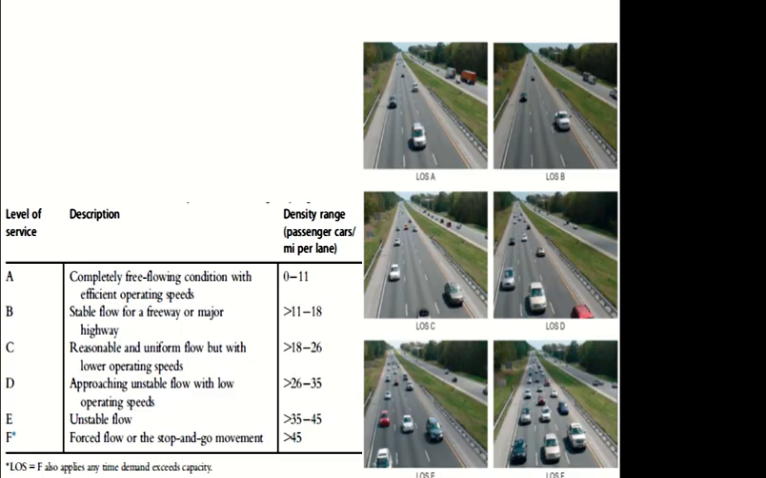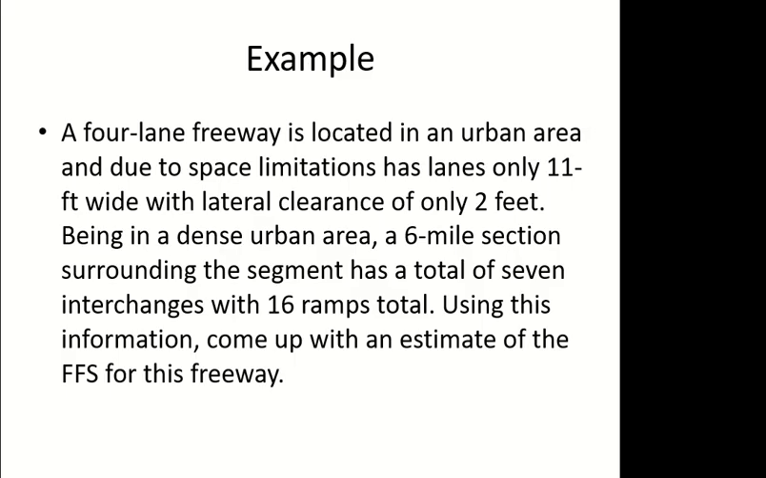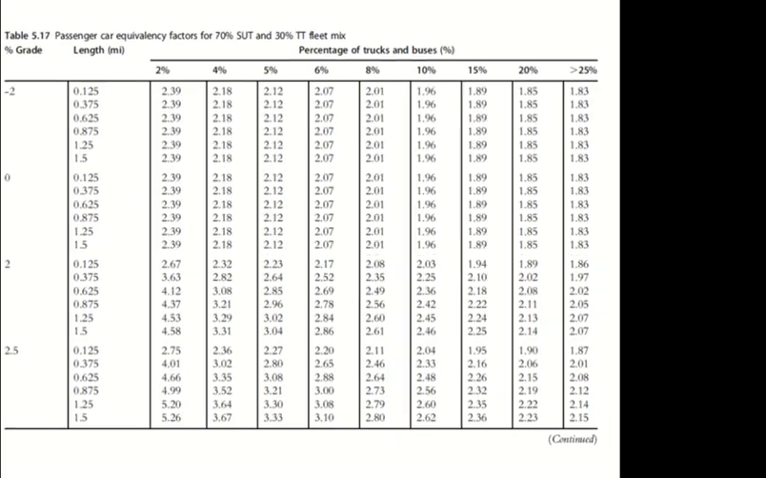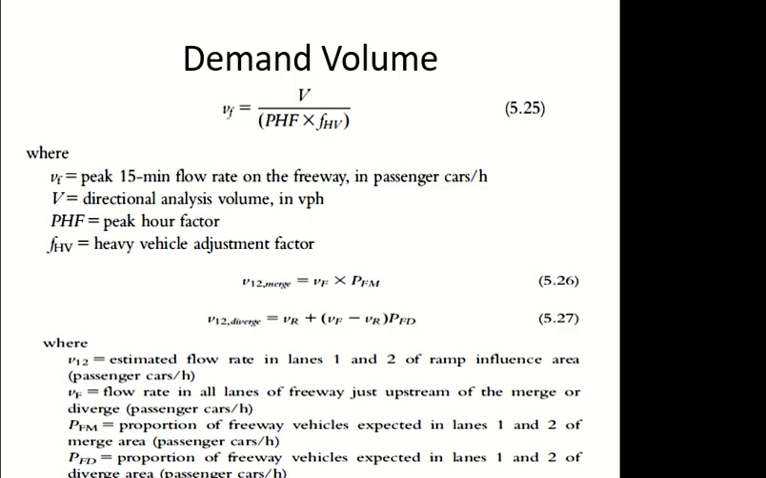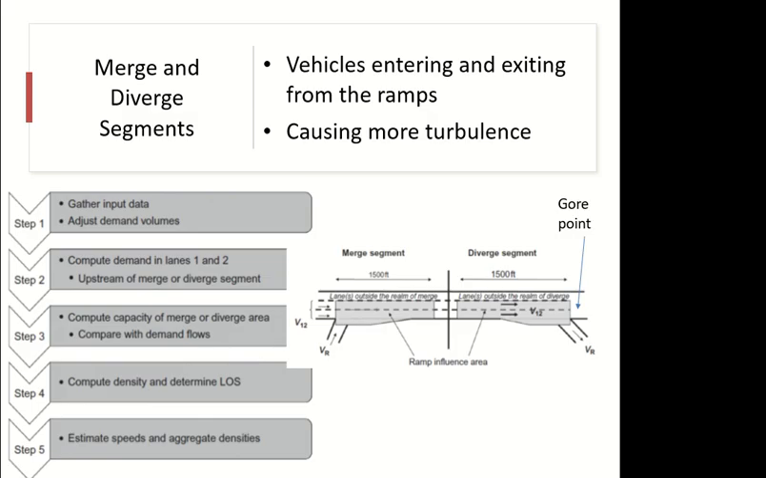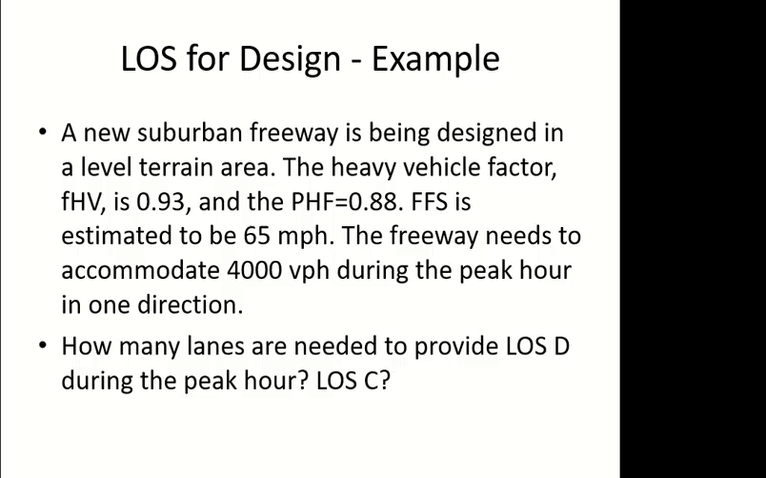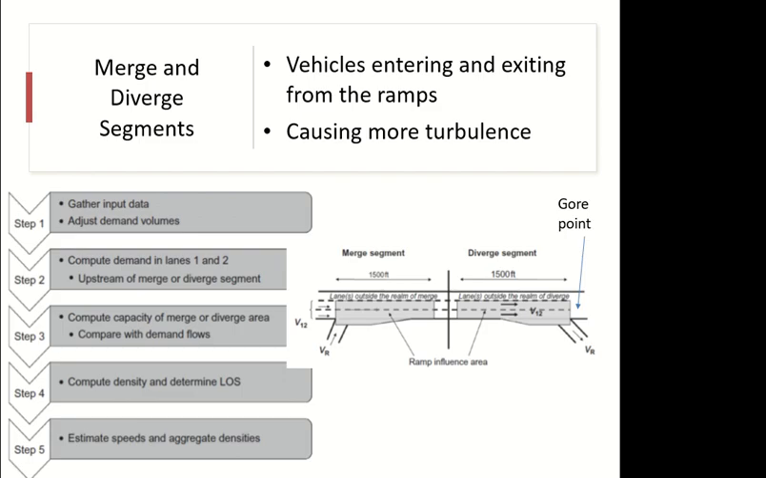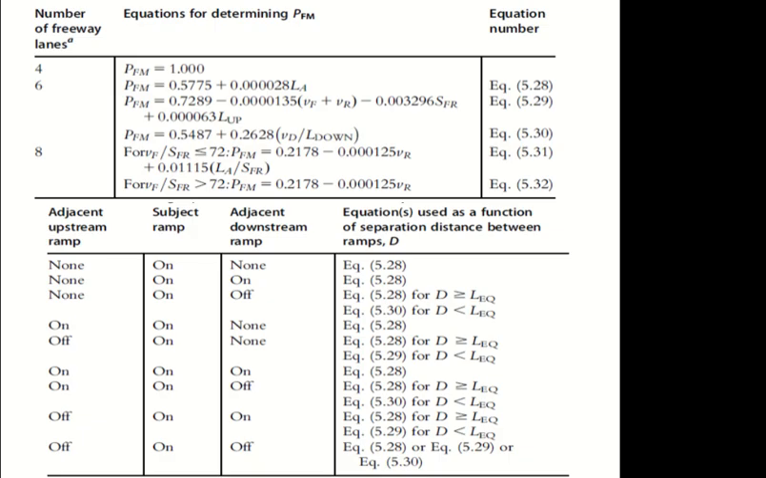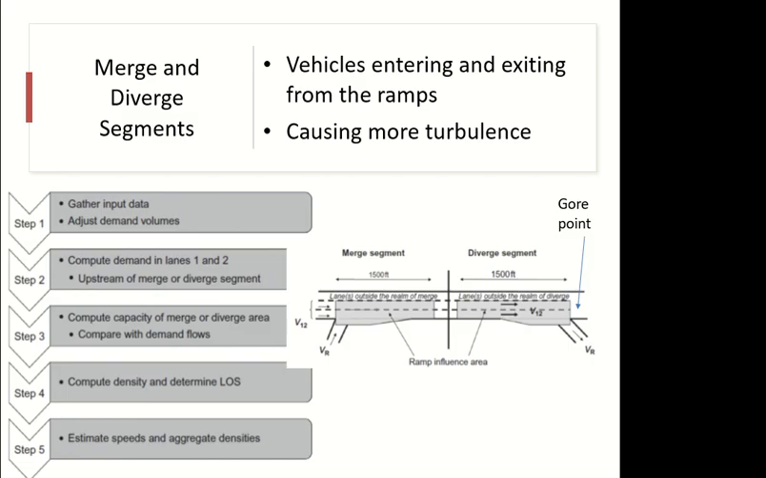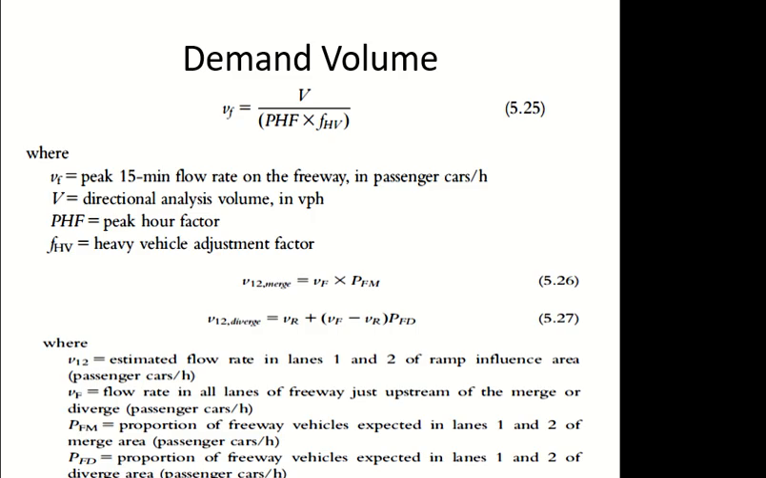We moved on to merge and diverge segments of freeways. Now keep one thing in mind, the adjustment factors remain the same for all types of segments, so we will not discuss them again, but the same adjustment factors can be applied to merge and diverge segments as well. So this is the methodology. I described to you the segments, and the main thing where we stopped was to get the proportion of traffic in the first two lanes.